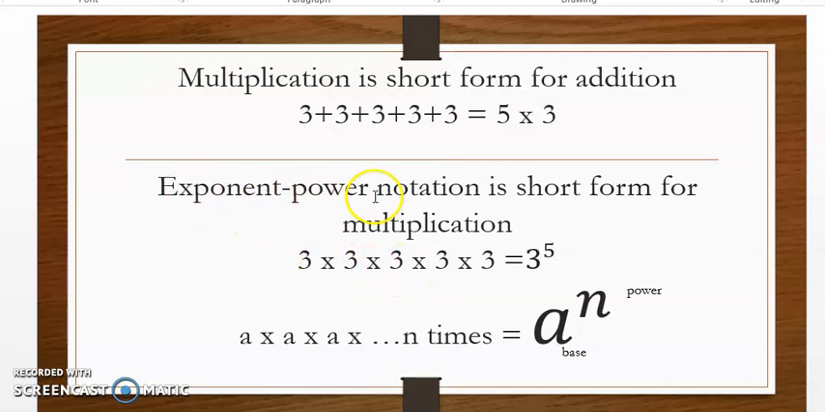So the exponent power notation is a short form for multiplication. That is, when I multiply 3 five times, I can write it as 3 raised to the power 5. So if I multiply any number a n times, I write it as a to the power n. And a is called the base and n is called the power of this base. So here 3 is the base and the power of this base is 5. So exponent power notation is a short form for multiplication.